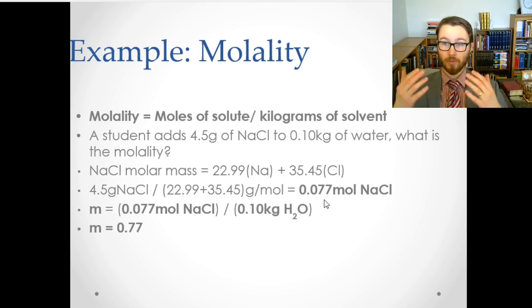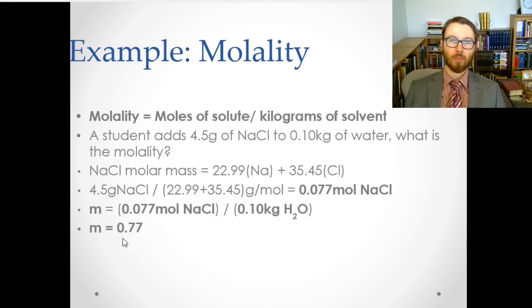Now, we know our moles of solute, we know our kilograms of solvent, so we can put those into the equation and find an answer. In your calculator, you'll take 0.077 moles of sodium chloride divided by 0.10 kilograms of H2O. And as you would expect, you will find an answer of 0.77. So that's the molality. The molality of this solution is 0.77. A unit would be something like moles per kilogram, but the little m means molality, so that's enough.